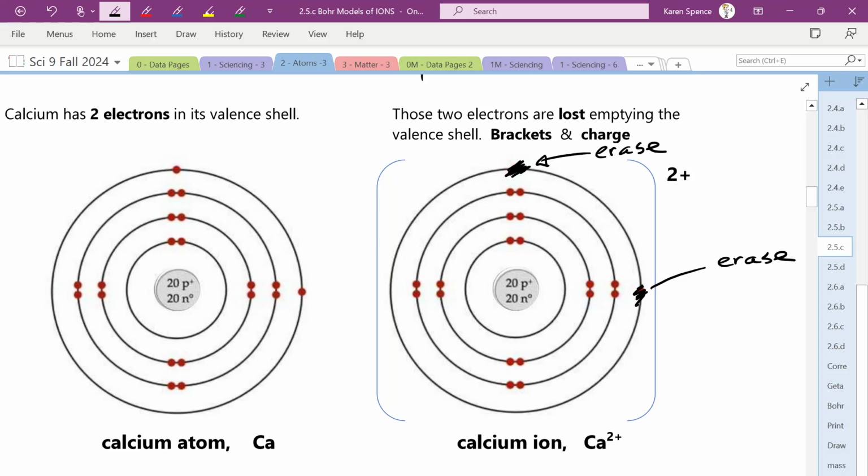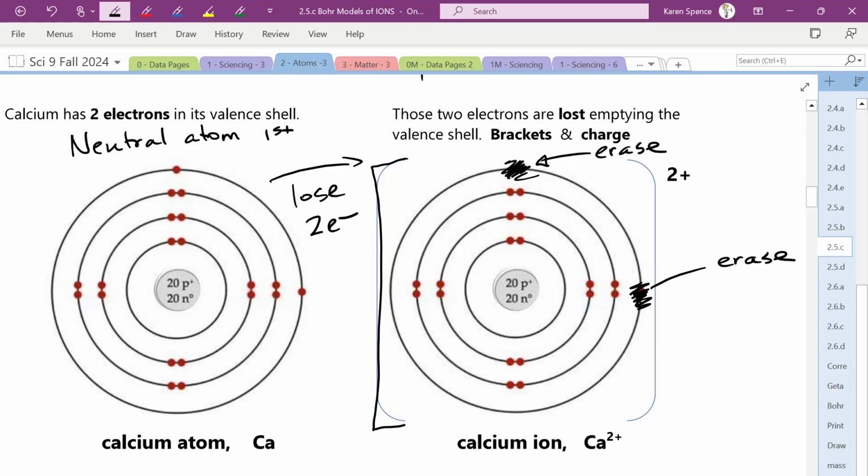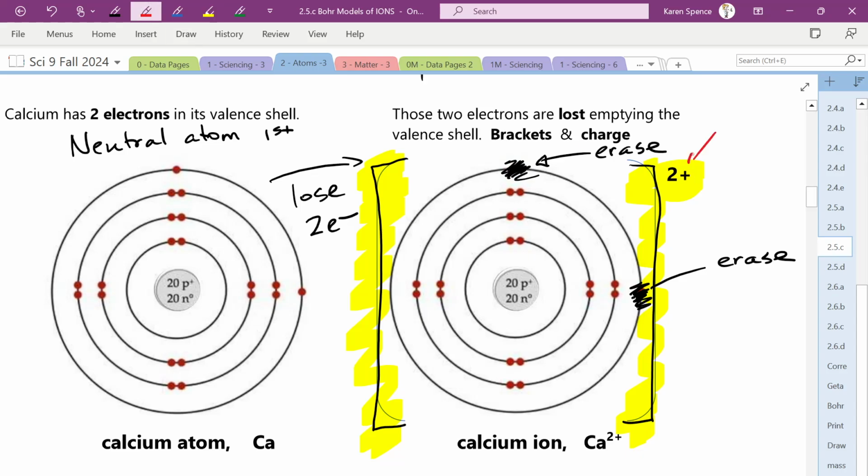So draw the neutral atom first, and then either add or remove electrons. In this case, we're going to lose 2 electrons. You can scribble them out or cross them out, just make sure they don't look like electrons anymore, or you can erase them. And then our final step, don't forget, because you get a mark for this: you need to put the brackets and the charge. So you need a bracket here, and you need to have the charge.